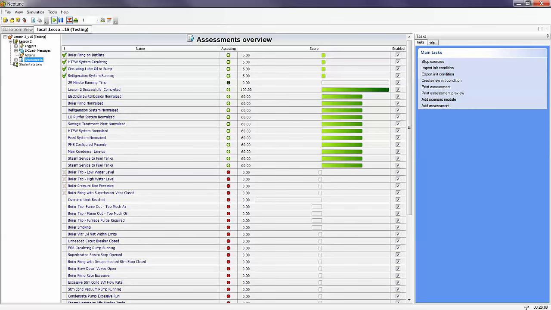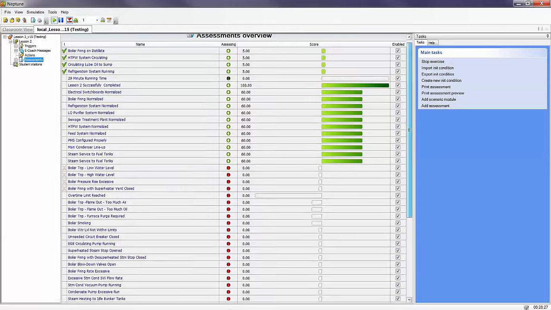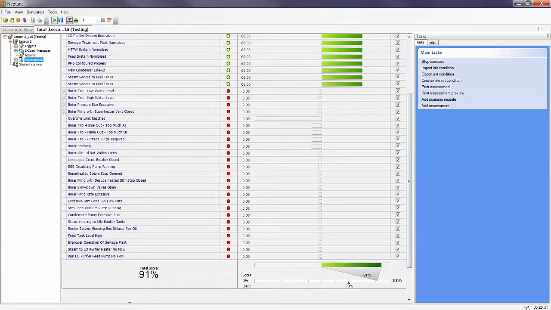So we're at 28 minutes. When you run this with the eCoach, you will get a tag telling you when lesson 2 is successfully completed. So you know if you've done everything right when you are practicing, even if you don't have this assessment editor available to you. And this is looking at the boiler tripping, the boiler smoking, boiler level not within limits. There's no reason to run the exhaust gas boiler circulating pumps. Your superheater stop, why are you opening that up? Superheater light off with the desuperheated steam stop closed. Boiler firing rate excessive steam condenser. All right, so I now have 29 minutes.